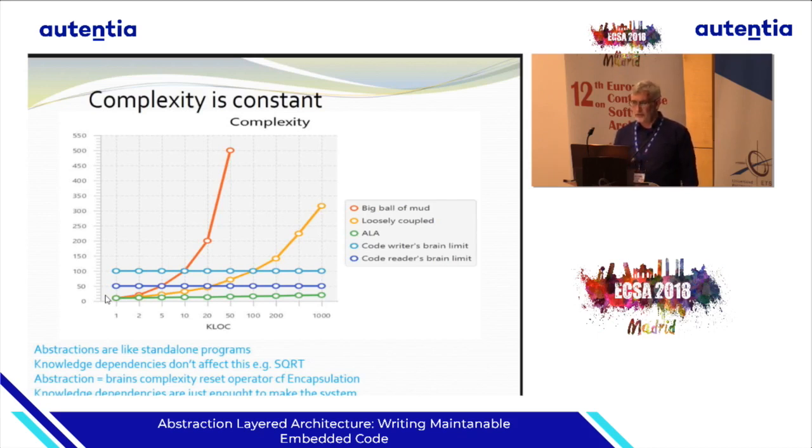But what about the knowledge dependencies? You said the only dependencies allowed in this architecture are between abstractions. Well, it turns out that the way the brain works with abstractions, a knowledge dependency on an abstraction doesn't increase the complexity.